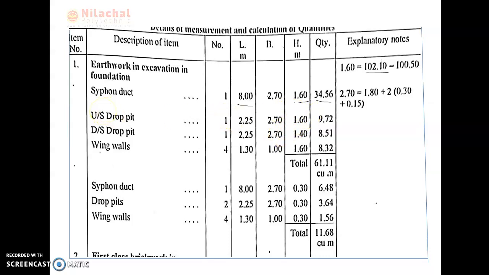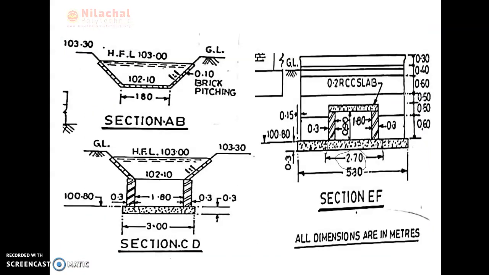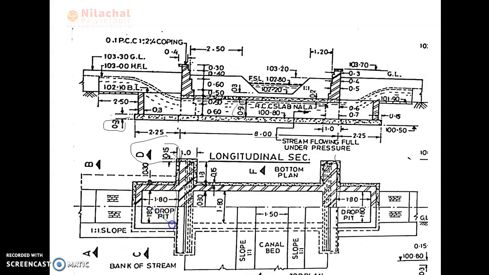Then we go to the upstream side drop it. Here the total number of drop its available is 2 numbers. This is one number and this is also one number. So the total is 2 drop its available. One is on the upstream side and the other is on the downstream side. This is the downstream side drop it and this is the upstream side drop it. In case of the downstream side, the bed level position is 101.90. In case of the upstream side, the bed level position is 102.10.